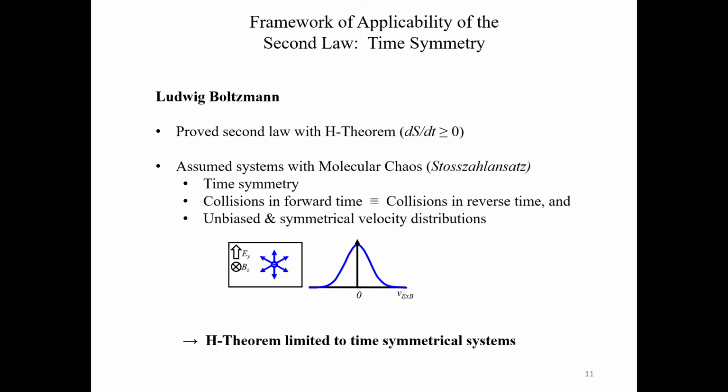In his proof, however, he had to assume what is known as molecular chaos, that at the macroscopic scale, time is symmetrical, collisions are indistinguishable from those seen in reverse time, and the velocity distribution of particles remains unbiased and symmetric in orientation. This assumption limits the applicability of the theorem and hints at a restricted coverage of the law.